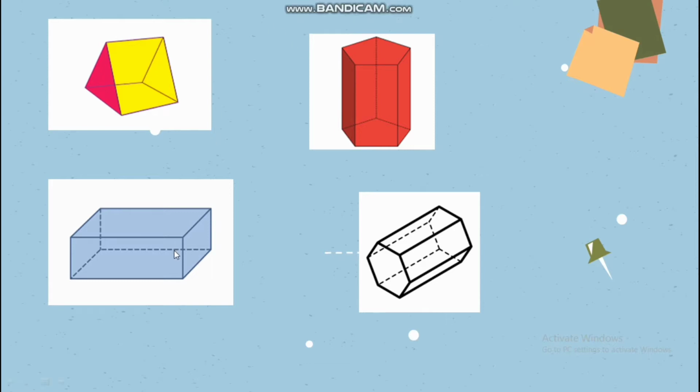Rectangular prism. The edges are 12, the faces are 6, and the vertices are 8.